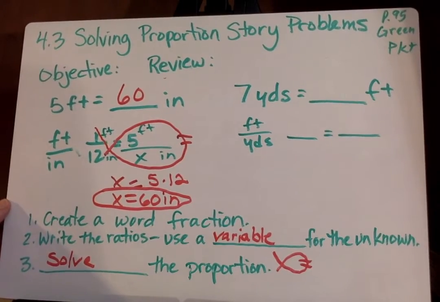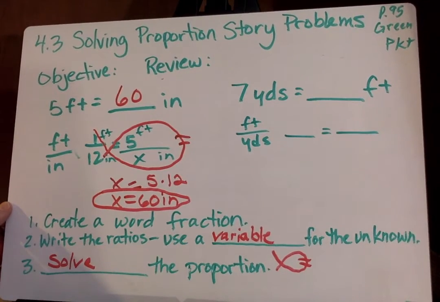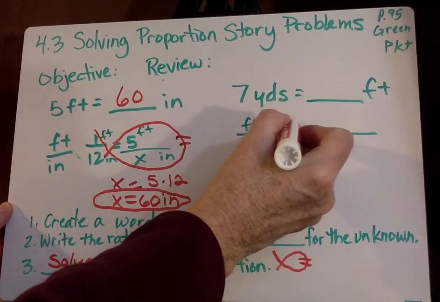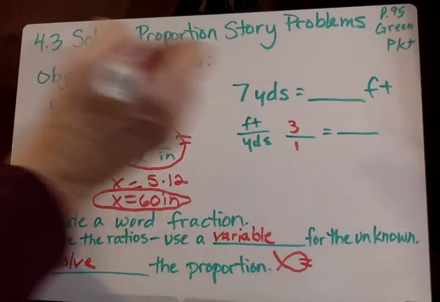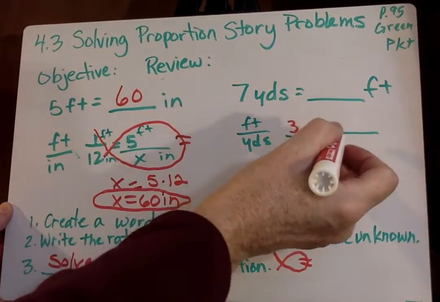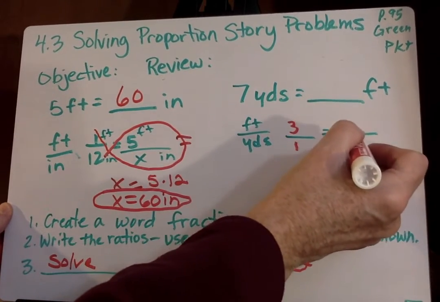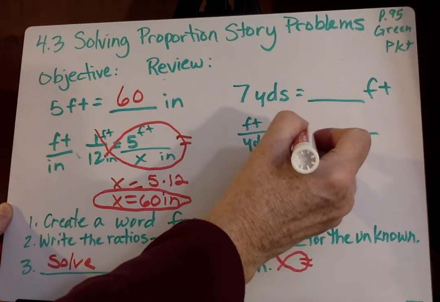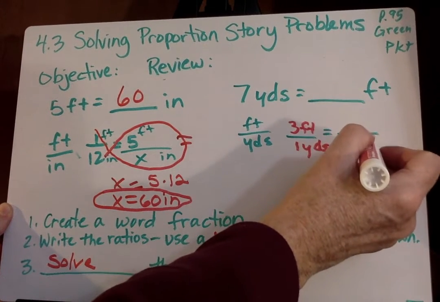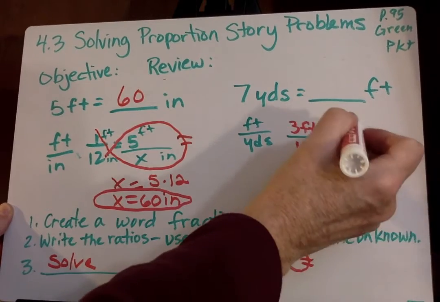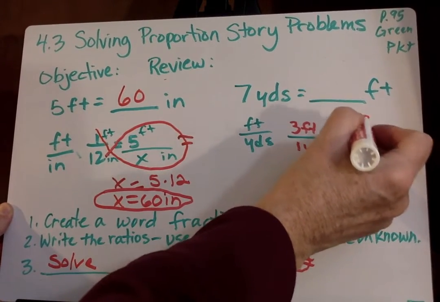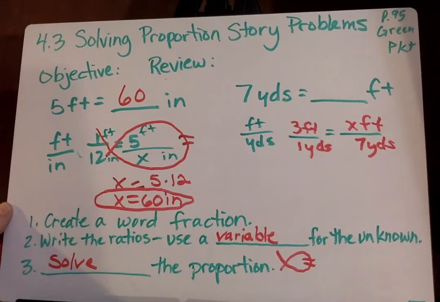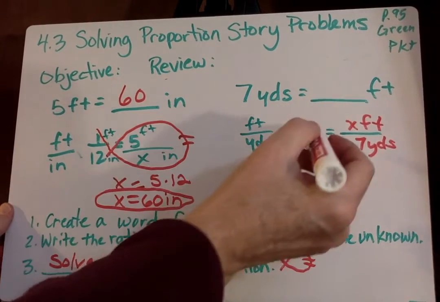yards and feet. So how many feet in a yard? Raise your hand. That's correct. There's 3 feet in 1 yard. So we put 3 feet over here in 1 yard. Then over here, we want to know 7 yards. Again, here's the yards, and this is feet, and this is yards. And this is X feet. We don't know how many feet. That's what we need to find out. So now we can do the fish.